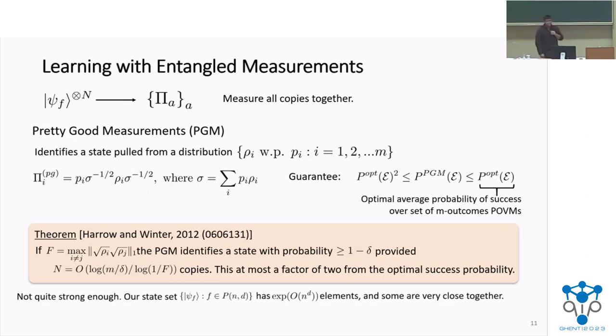But unfortunately, this is not strong enough for us, because what we're working with is a pretty large set. So here we have exponential of order n to the power d elements in our ensemble, and some of them turn out to be very close together. So for instance, I can consider a function f of x, and I'll just consider g of x, where to f of x, I add a degree d monomial, and if I were to evaluate the inner product, which corresponds to the fidelity, it goes as 1 minus 1 over 2 to the power d minus 1. So it's basically upper bounded by 1, which is kind of bad for us.